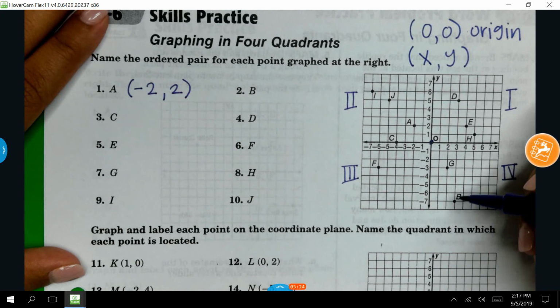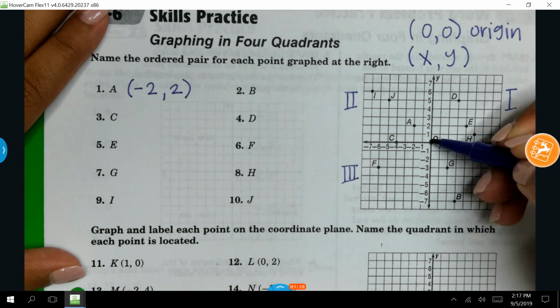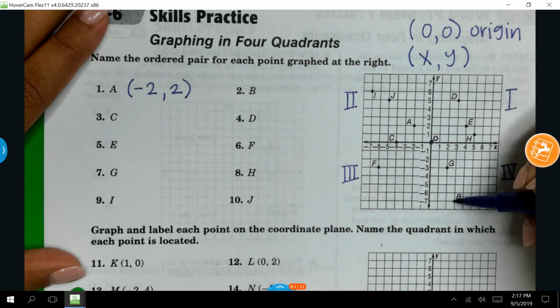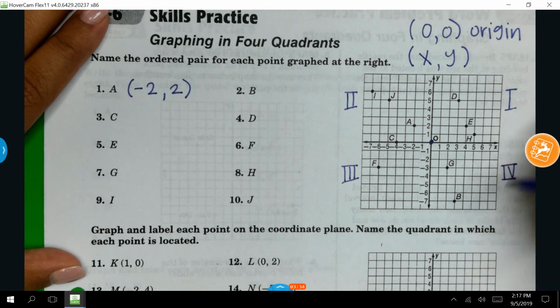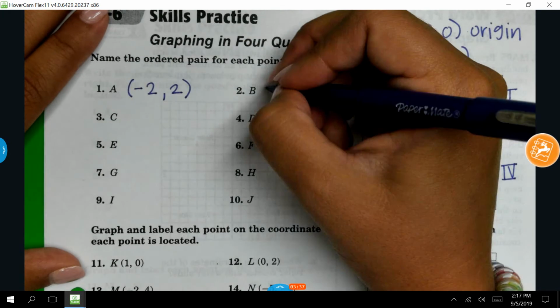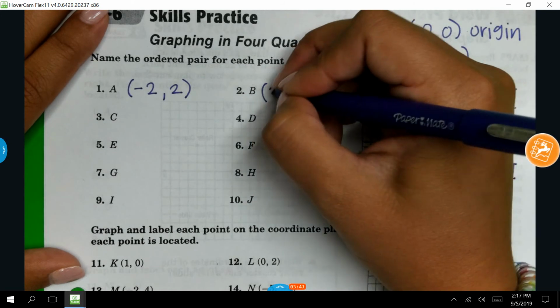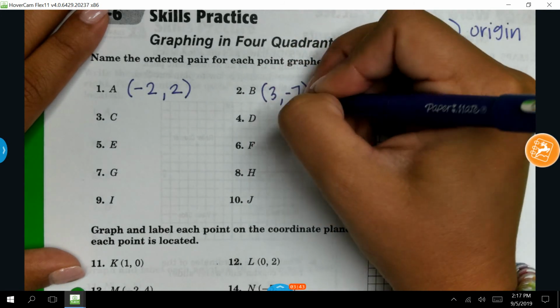Alright, what about the point B, way down here? Am I going left or right? I'm going right 3. And then I have to go down how many? 7. So, since it's down, it's negative. Right was positive. So it is 3, negative 7.